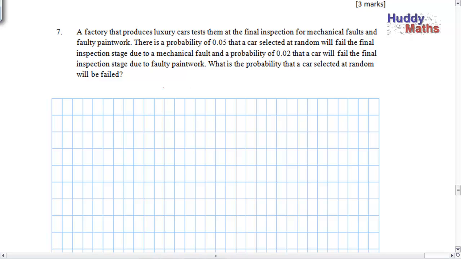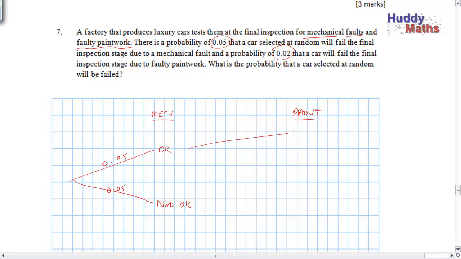What are the 2 things we're looking at? Mechanical faults and faulty paintwork. Okay, we've got 0.05 and 0.02. So let's look at mechanical and paint. So our first result is mechanical okay and not okay. So okay, mechanical fault 0.05 and okay 0.95.